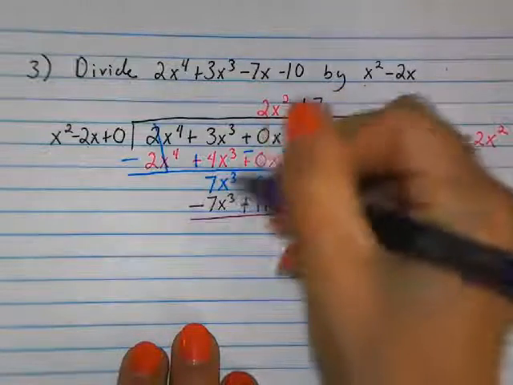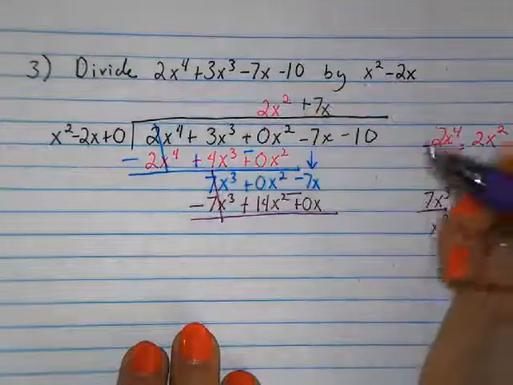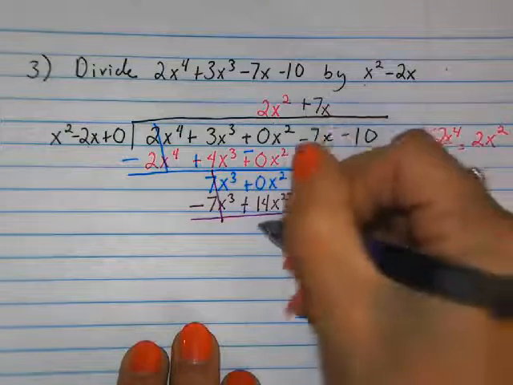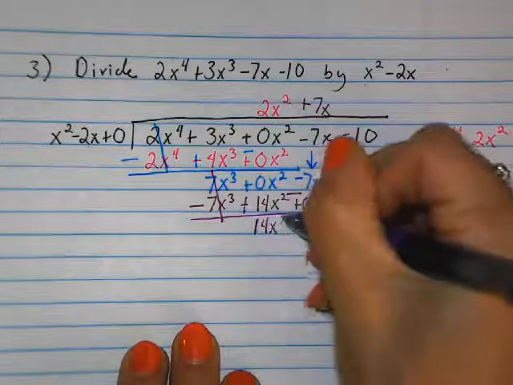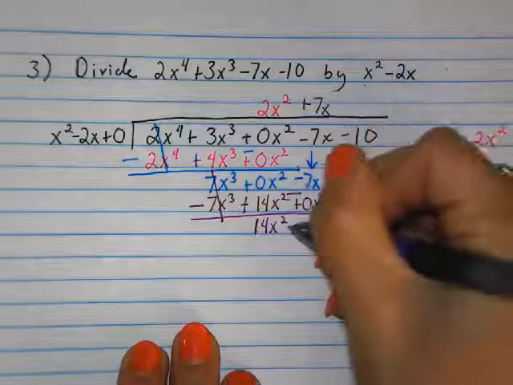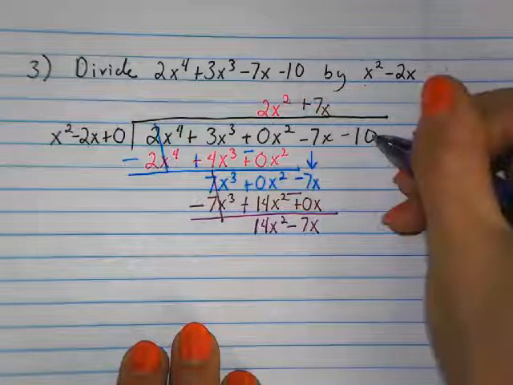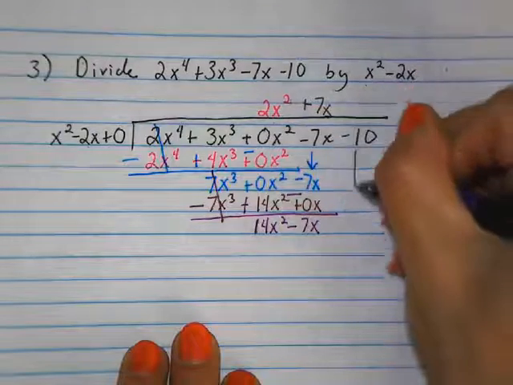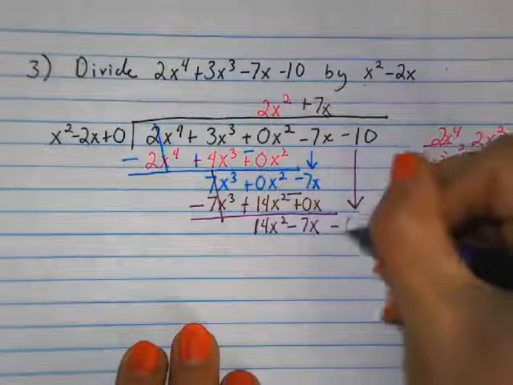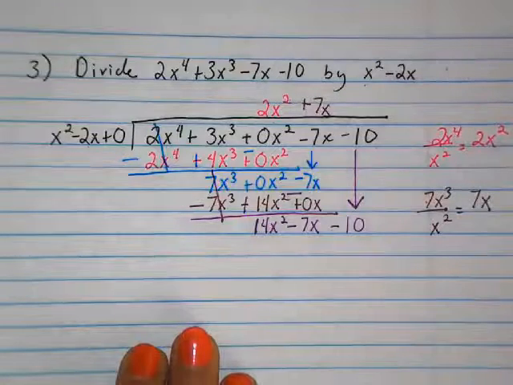So 7x cubed minus 7x cubed, gone. 0x squared plus 14x squared is 14x squared. Negative 7x minus 0 is negative 7x. Do I still have a term to bring down? Yep, I need to bring down the 10. And do it all again.